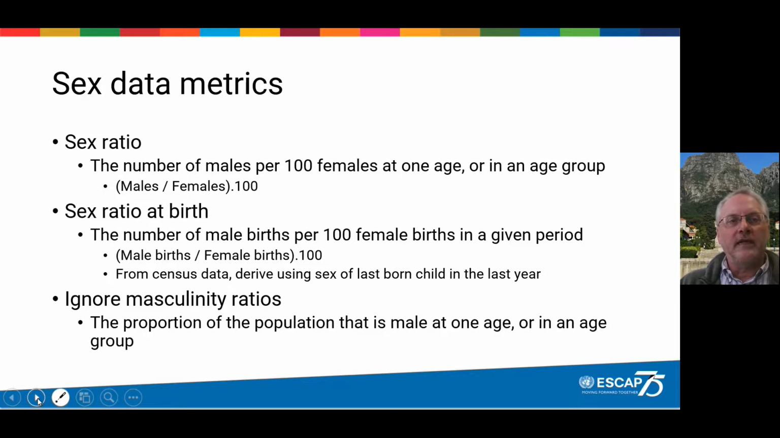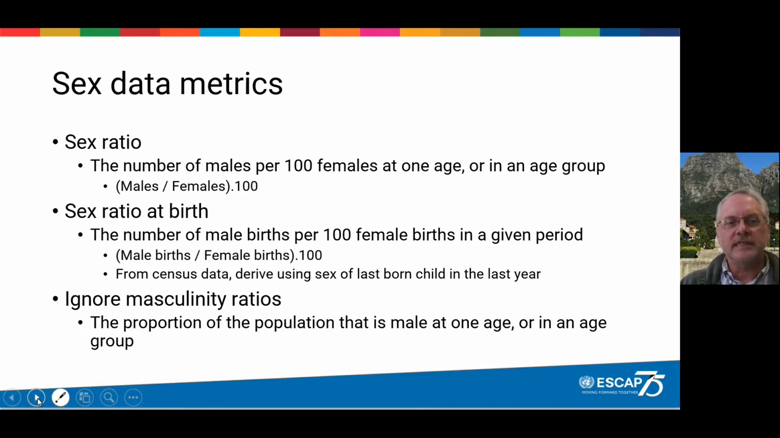When we are looking at the evaluation of data on sex, we use two principal metrics. The first, the sex ratio, is the number of males per 100 females at any one age or in any one age group. And so that would be given by dividing the number of males by the number of females at that age or in that age group and multiplying it by 100.